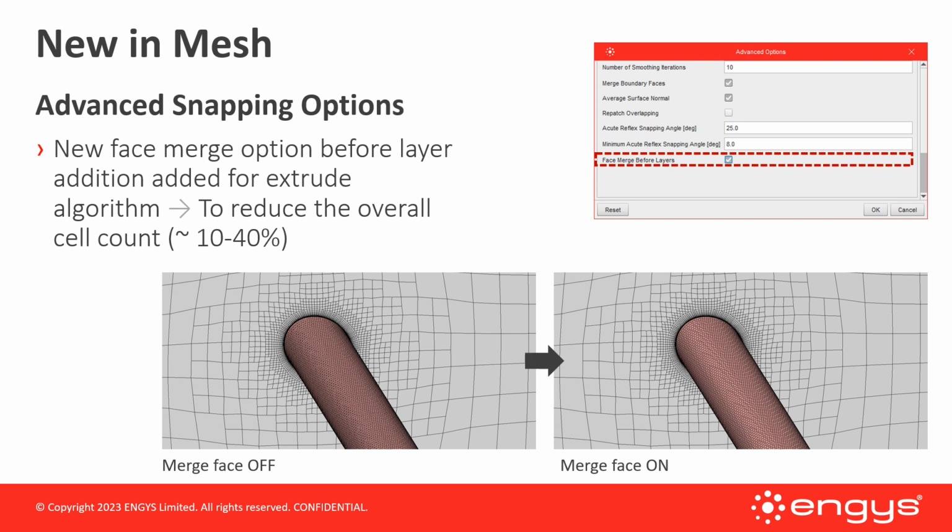As you can see in the two images displayed on the slide, the left image represents a mesh with the merge face option turned off, while the right image showcases the same mesh with the merge face option turned on. It is possible to note that the amount of cells displayed on the cylinder surface in the left image is higher than in the right image.